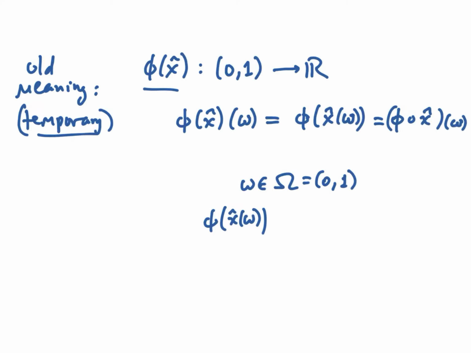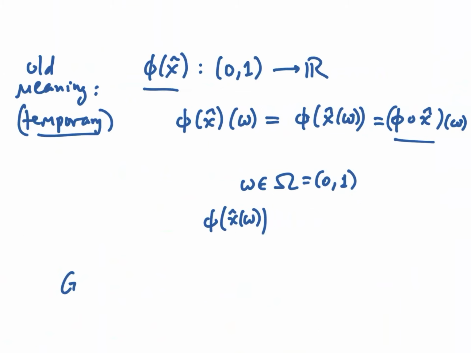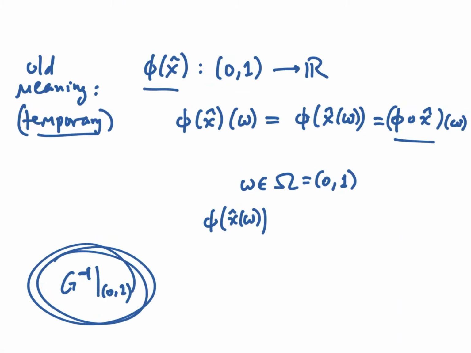That's the temporary meaning. We give it that meaning just long enough to figure out the correct formula for capital G. Once we know the correct formula for capital G, we independently verify that it is a valid CDF, which we did. And then we know that every valid CDF determines a random variable, and we just call that random variable phi of x hat. So we replace this older meaning of composition with the new meaning. You take your G, pseudo-invert it, and restrict to the open interval. Okay? So in the end, that is really our technical definition of phi of x hat.